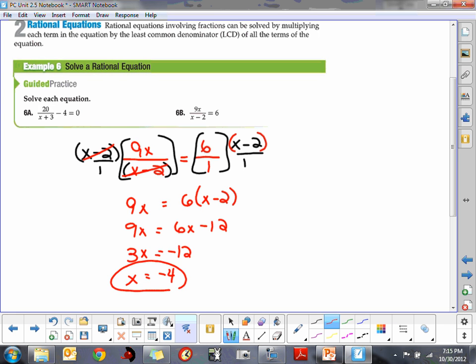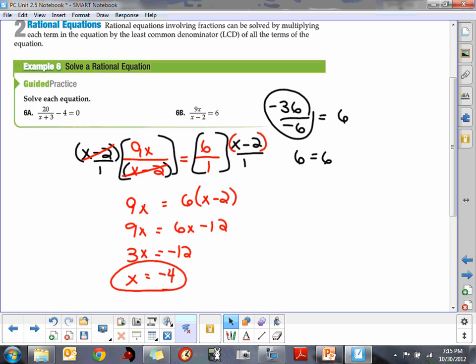We're going to come back and check that in there, to make sure it satisfies our equation. So we're going to take 9 times negative 4, which is negative 36. We're going to take negative 4 minus 2, which is negative 6. We want to make sure that's equal to 6, and that's exactly what it is. Negative 36 divided by negative 6 is 6. So, as you can see, these aren't that complicated. Some of these are quite easy to simplify. You just have to get the basic strategy. We can eliminate the denominators by multiplying through by the least common denominator.